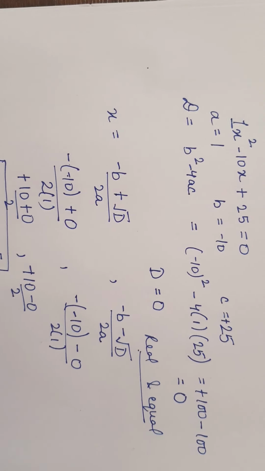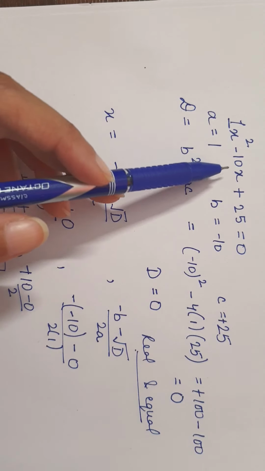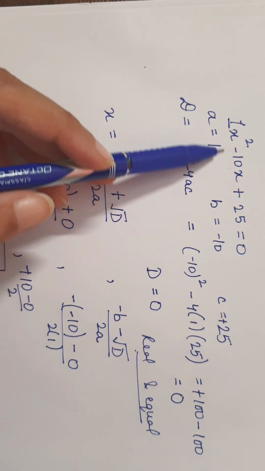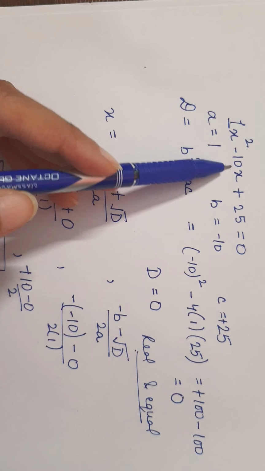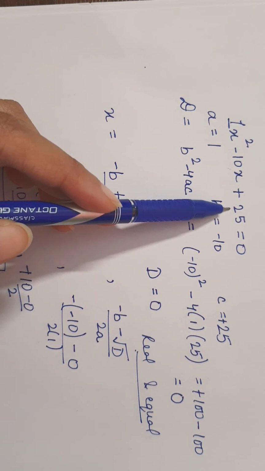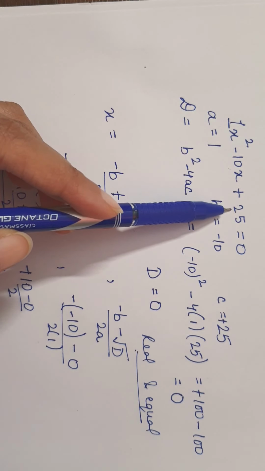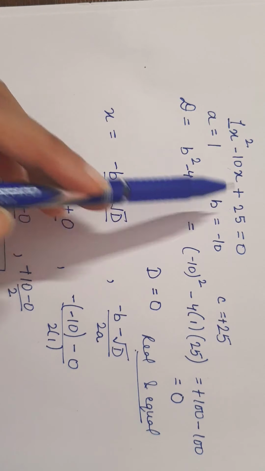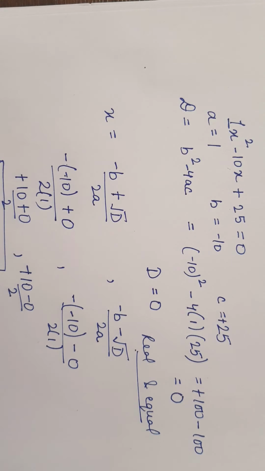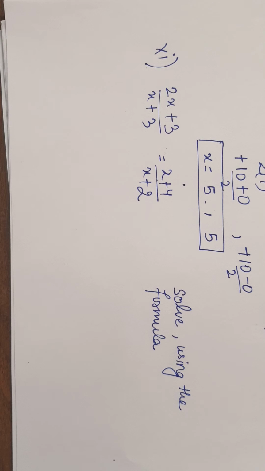Observe the question again. As you can see, in this step, we could have split the middle term, this and this. But since the question says use the formula to solve for the value of x, we had to do all this procedure. Now let's try the next question.